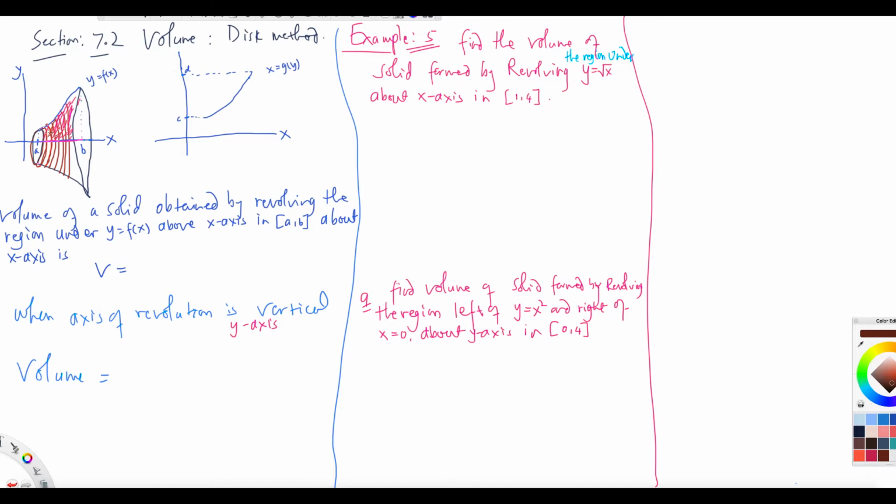But each disk must be very, very thin, okay? Let's say each disk has thickness delta x. This disk has thickness delta x. So what is the area of the first disk? Basically it is a circle. If the thickness of the disk is very, very thin, it is kind of a circle, right? So what is the area of that circle? It will be pi, and then what is the radius?